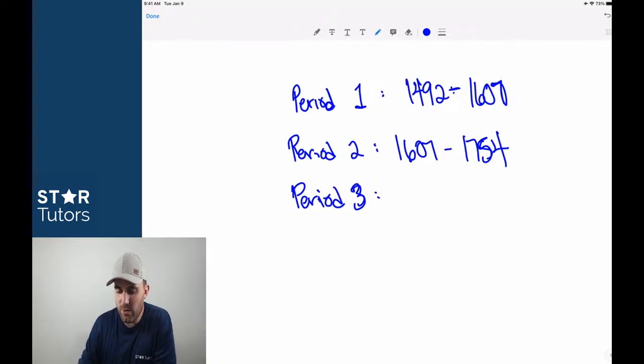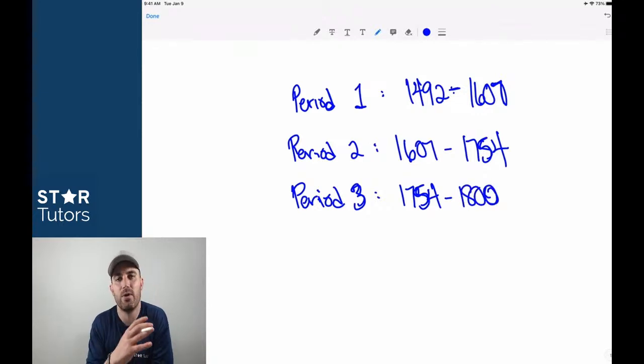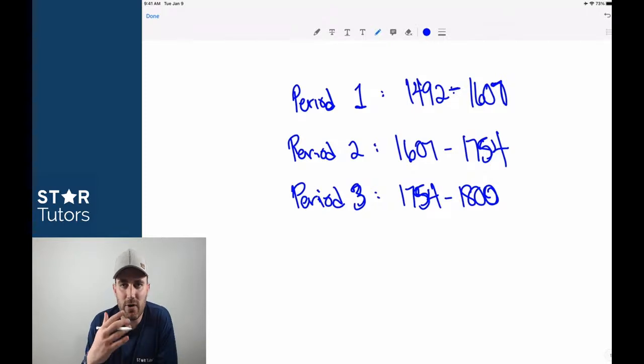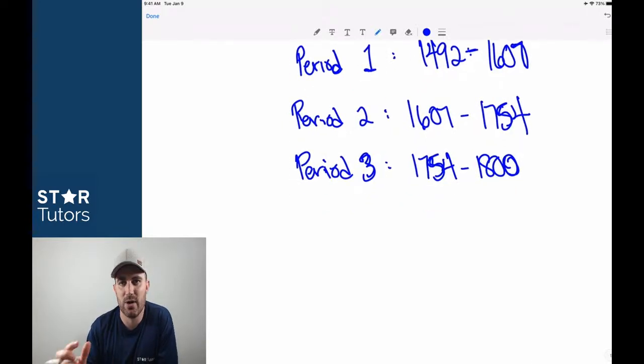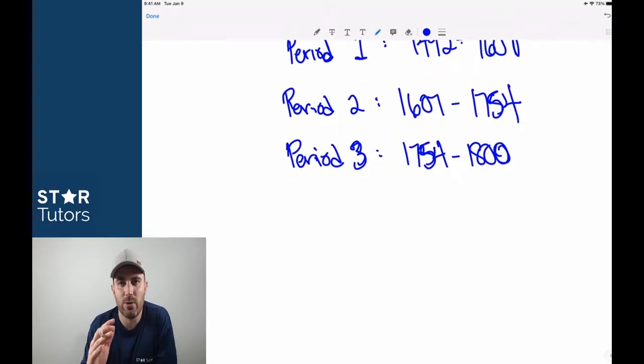Period number 3, we have 1754 through 1800. This is a very important period within American history, covering both the American Revolution and then the Bill of Rights and the U.S. Constitution. It's very important that you are very familiar with 1754 to 1800 because a very significant number of questions will appear on that.